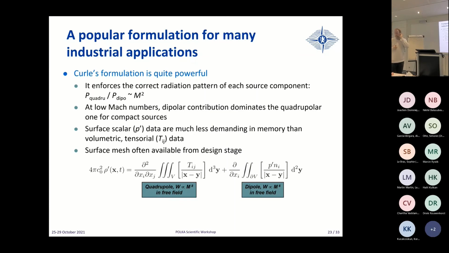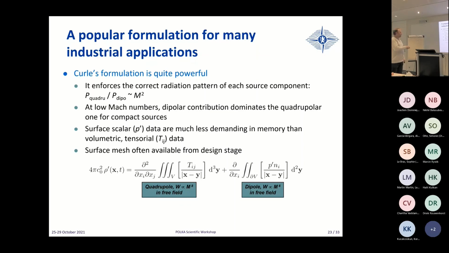In many industrial applications, landing of an aircraft, high-speed trains, automotive applications, we are dealing with low Mach number flows. And it means that this quadrupolar contribution is extremely expensive to calculate and very sensitive to numerical artifacts. It's a diva. If you don't treat it with the best care, usually the spurious numerical errors are going to scream louder than what you are looking for.